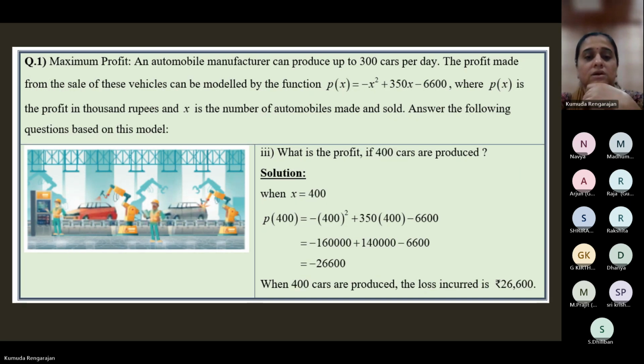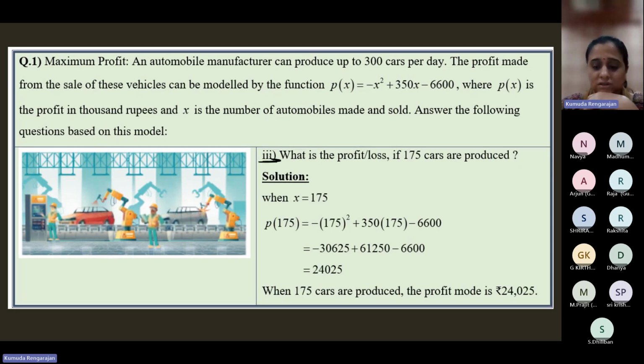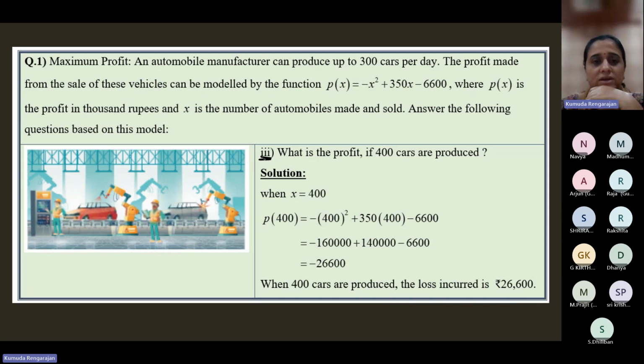Okay. And then what is the profit of... see this is 3, this is 3, this is also 3. It's not a mistake. It's the internal choice. You can answer this one or this one. It's internal choice. So that's why it's 3 here and it's 3 here also. So what is the profit if 400 cars are produced?